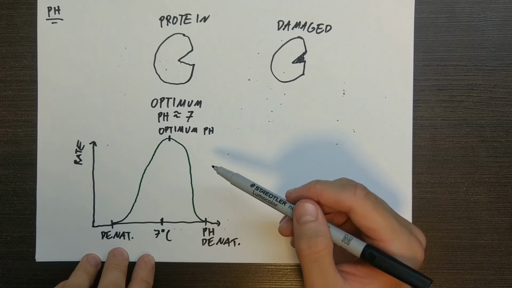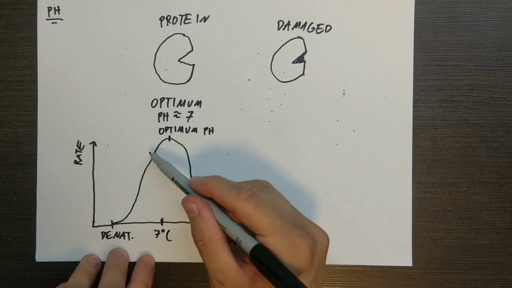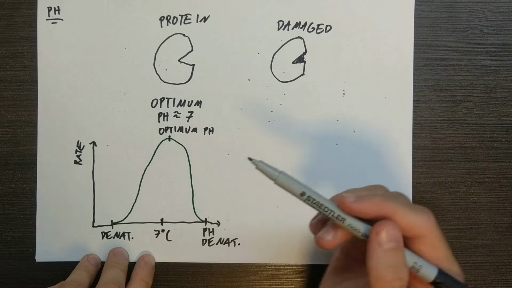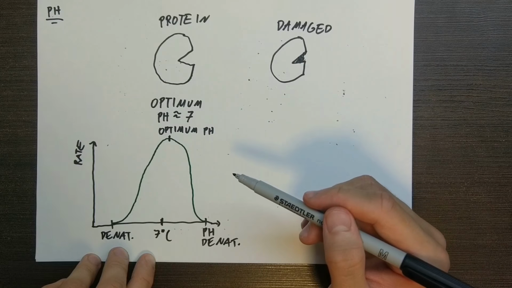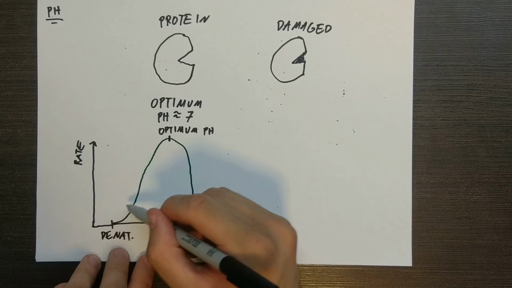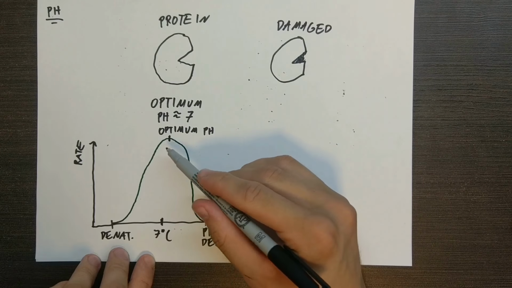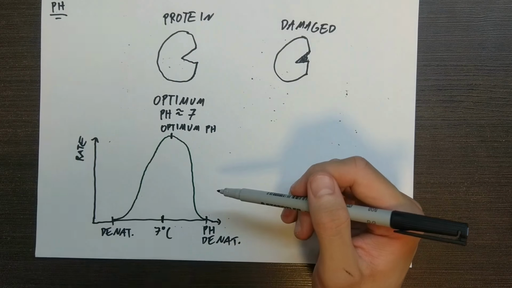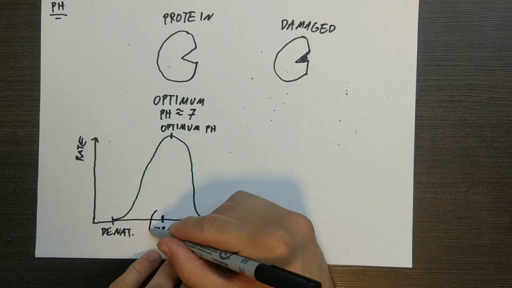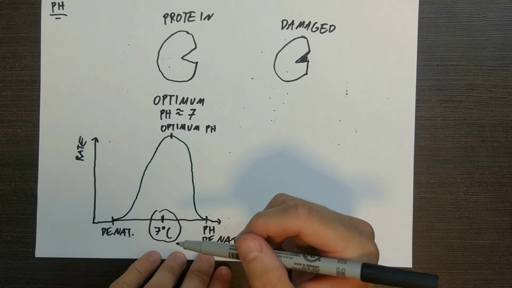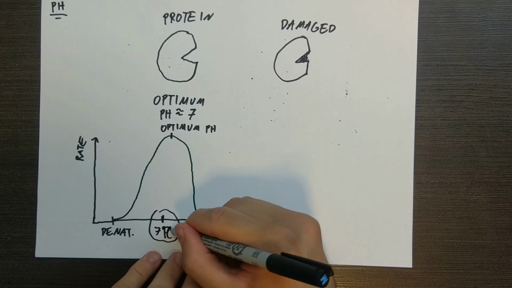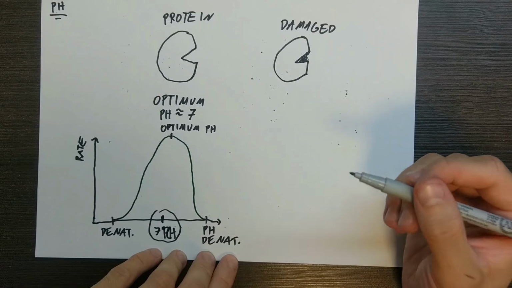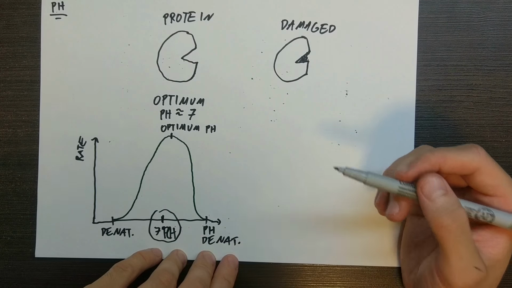So how is this different to the temperature graph? Well, as we can see, the slopes are a bit more equal here than they are in the temperature graph, where we had it slowly going up, and then once it gets past the optimum, it really starts to sharply drop. Okay, so for most enzymes in a human body, pH will be around 7. However, there are some enzymes that work better in different pHs.